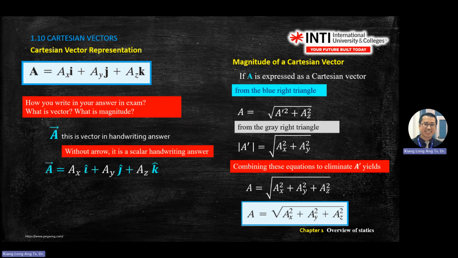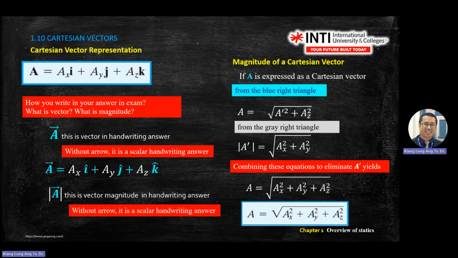Just highlight, when you write something for vector, there's an arrow or small arrow here, right? In the exam, if you forget to put in arrow also, I'll give you correct. Because sometimes you confuse the alphabet. Okay. So in my slide, I will use the double line to represent magnitude.